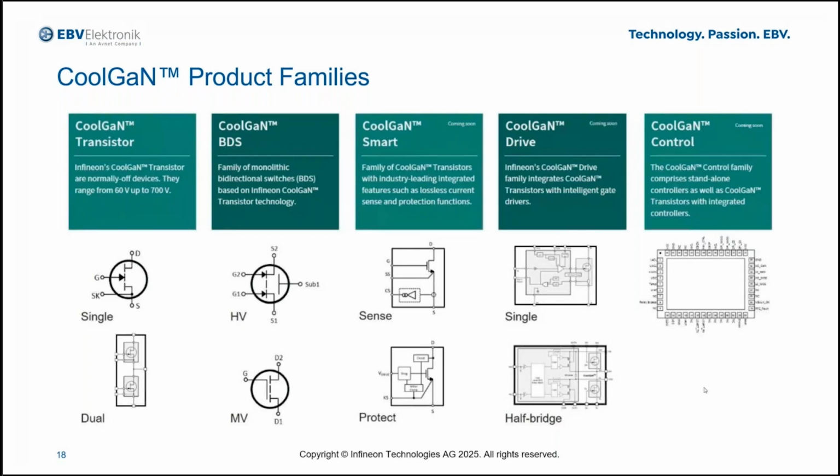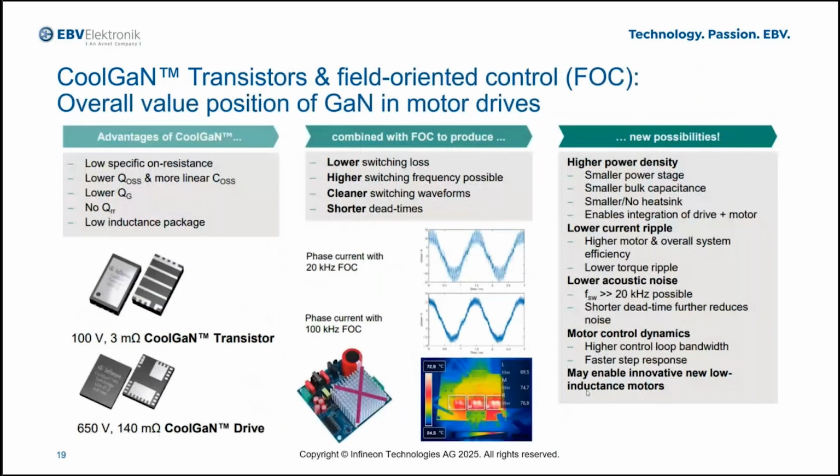in motor drives. So CoolGaN, in comparison to silicon, whether low voltage or high voltage, has a much lower specific on-resistance, a much lower QOSS, and a linear output capacitance. The QG is also lower, and there is virtually no reverse recovery because we have no diode in a GaN transistor. Additionally, GaN is traditionally available in low inductance packages, which further enables an increase in switching frequency.